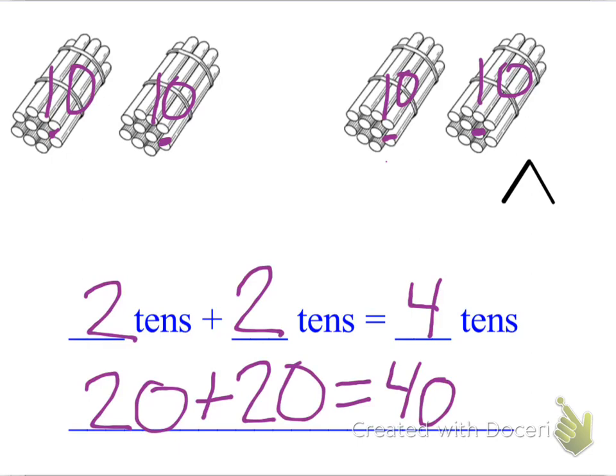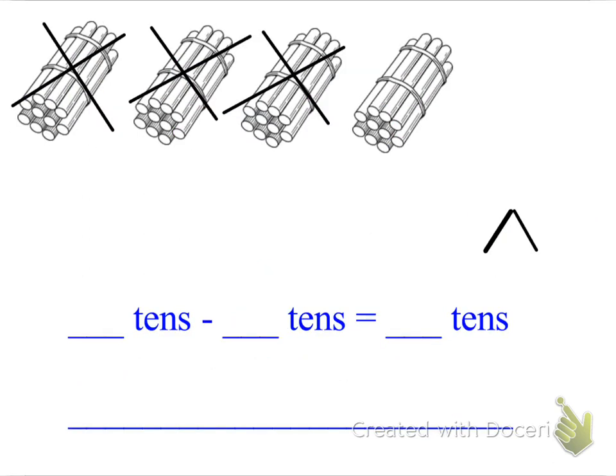And then we have our number bond right here at the bottom. So I know that my whole is 40, because I had 40 all together. And then I had 20 in one group and 20 in another, or 2 tens in one group, 2 tens in another, and then 4 tens as my whole. And then I'm also going to show you this next one. This one is with subtraction.